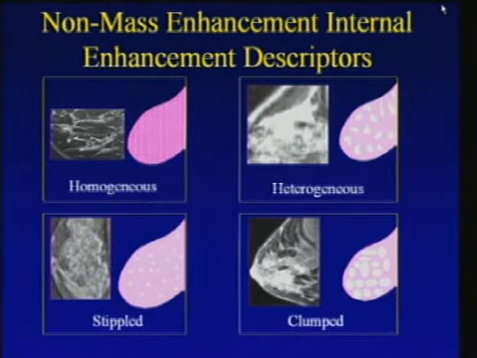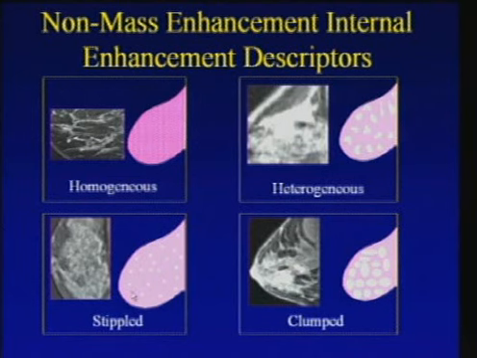So in addition, you're also going to describe the internal enhancement for these non-mass. And if it's in these really small areas, it's hard to tell. But again, the terms are similar. First, it's going to be homogeneous. This woman has predominantly fatty breasts, and you can see in this normal glandular tissue, areas really appear sort of homogeneously white, and this is just normal fibrocystic enhancement.